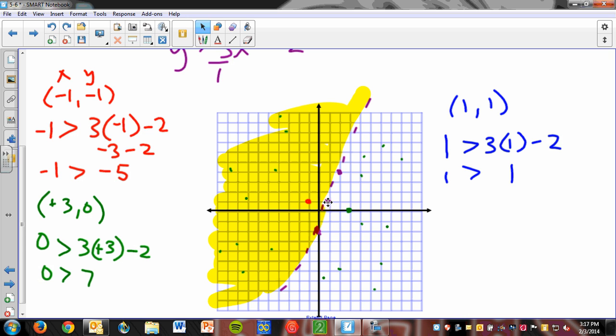But if this was just above or just to this side, it would work. If I changed my y up just a little bit, it would be okay. But it doesn't work, so it's a dashed line. Try and use the origin as much as you can, or use your ones, use your intercepts, try and use some zeros. It'll work out.